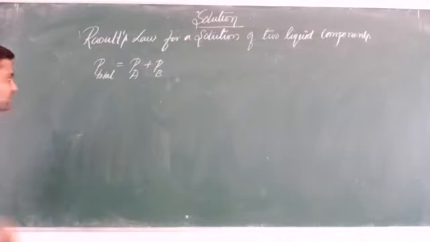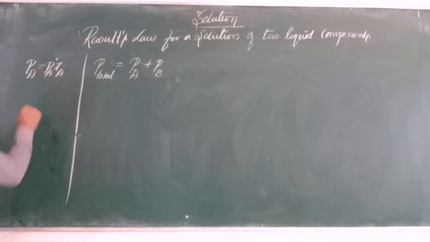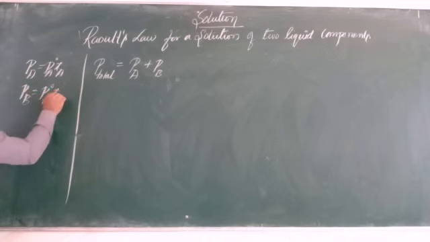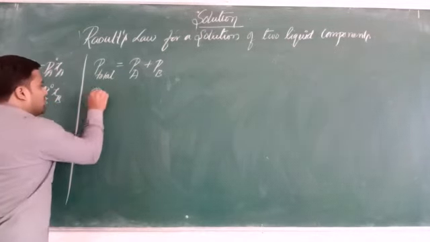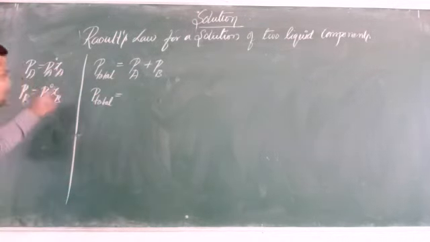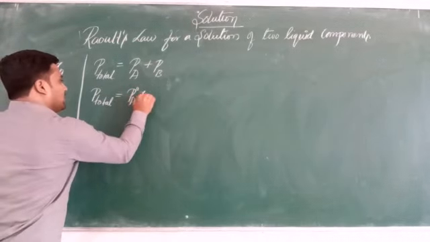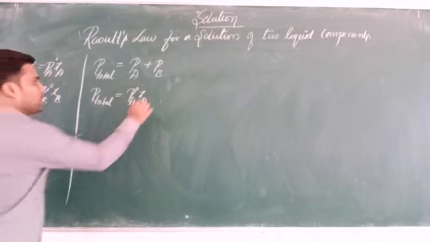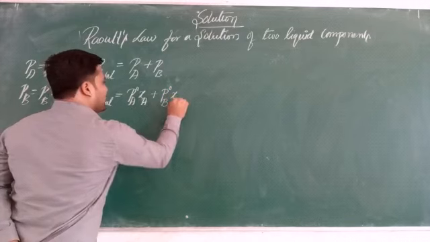In the last equation, that is Raoult's law, PA is equal to PA0 into XA, right? And PB is equal to PB0 into XB, right? So now if you substitute here, P total is equal to PA, PA means PA0 into XA, plus PB means PB0 into XB.